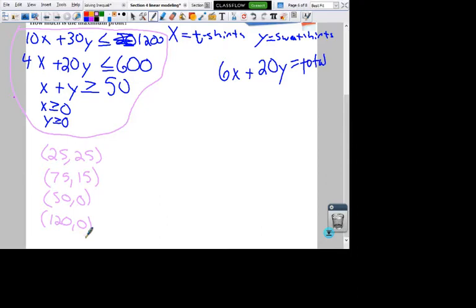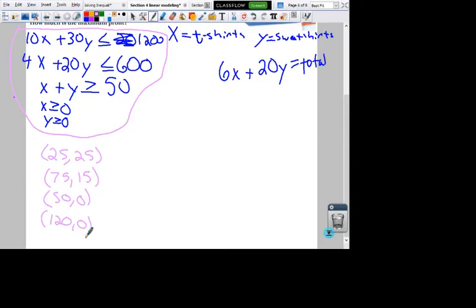You forgot to put x plus y is greater or equal to 50. 15, 50. There. That shouldn't be a 15. It should be a 50. Alright, and I think 120, 0.